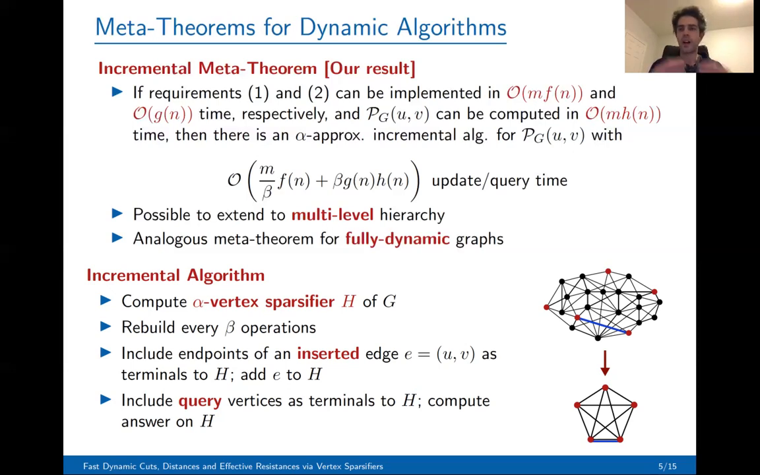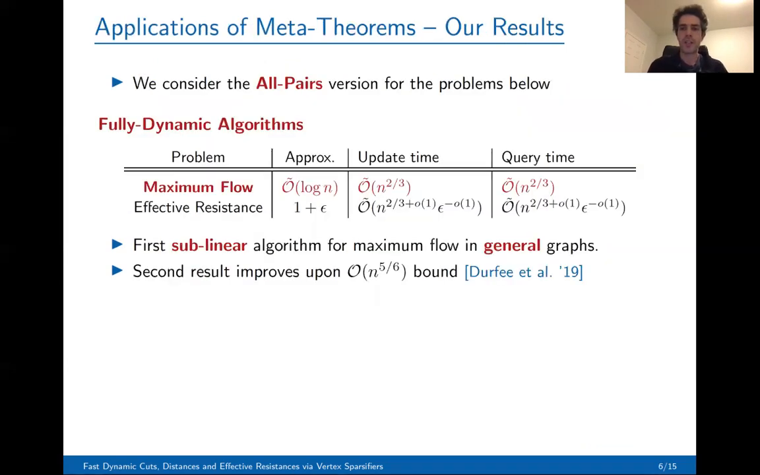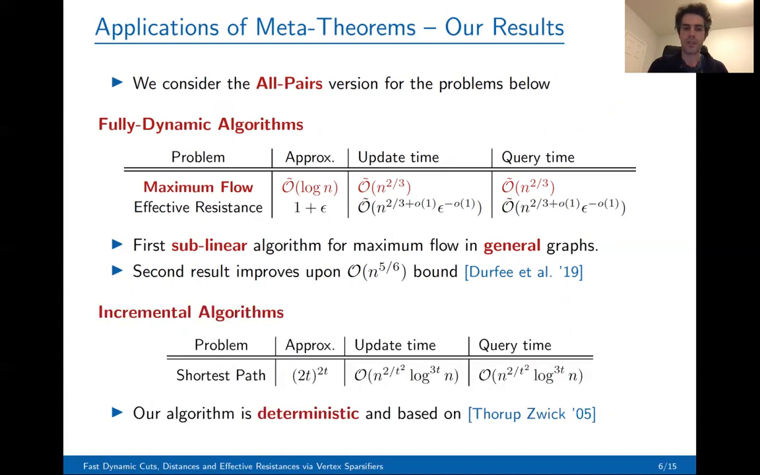So what are other applications of this technique? Let's be more specific and replace this problem PGUV with specific problems. For the fully dynamic algorithms, we get new algorithms for the maximum flow problem, which is one of the cornerstone problems in combinatorial optimization. We get the first sublinear algorithm which achieves a logarithmic approximation with update and query time being n to the 2/3. And we also improve by a polynomial factor the best known upper bound on effective resistances.